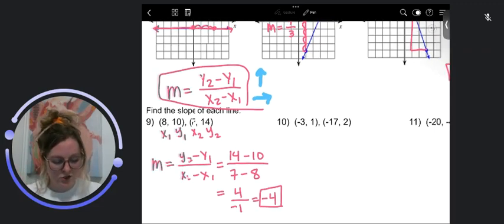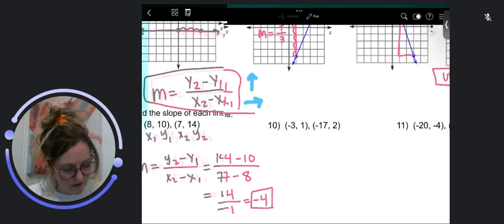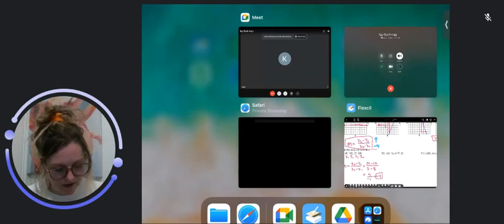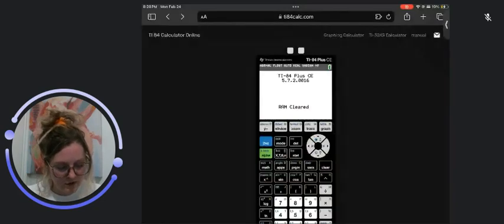I would like to show you guys option number 2, so I'm going to try and remember these. Negative 3, 1, negative 17, 2. Okay, so I'm flipping gears here. Let's see if I can pull up my calculator. I want you guys to get a calculator if you do not have one. No, thank you. I don't want an ad.